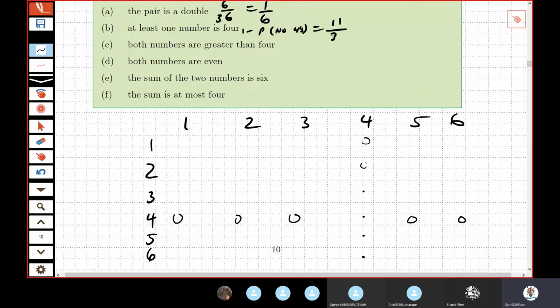And let me know if I make mistakes as well, or if I miss something as I'm teaching. Okay, and then now both numbers are greater than 4.